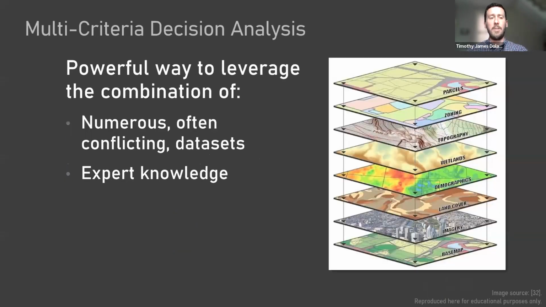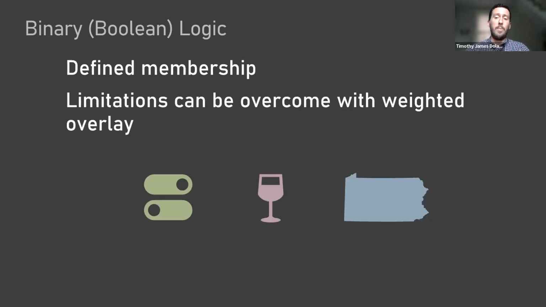First off, multi-criteria decision analysis is a powerful way to leverage the combination of numerous conflicting data sets with expert knowledge to reach an outcome rather than relying on intuition alone. By defining which attributes are desirable in a layer and stacking each layer on top of the next, so to speak, we have a way to define the most suitable locations in a study area based on the parameter set. So how does one define desirable attributes? Well, one way is through binary or Boolean logic, based on defined membership of either being in or out.